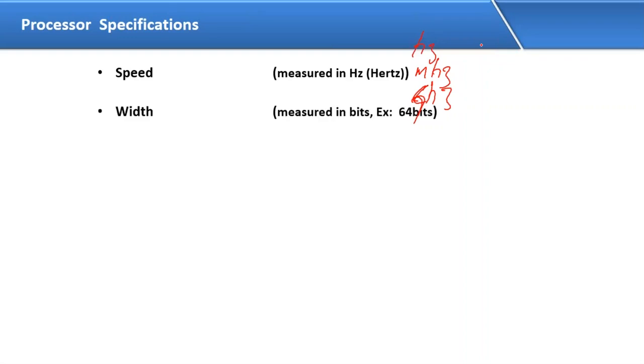Next we have to check the width. Width is very important here, right? Without checking the width, you cannot install the application or operating system. So what is width? Width means the processor technology. x86 is called a 32-bit processor, and x64 is called a 64-bit processor. Actually, what is a bit? A bit means 0 or 1. You can say a combination.